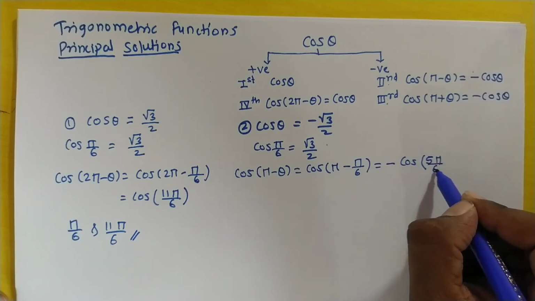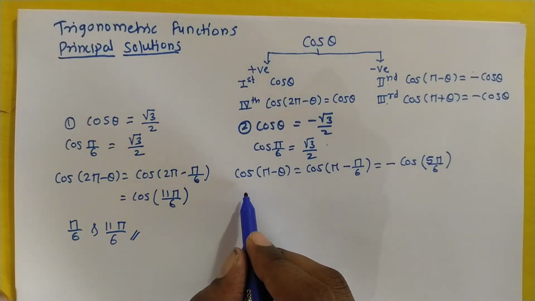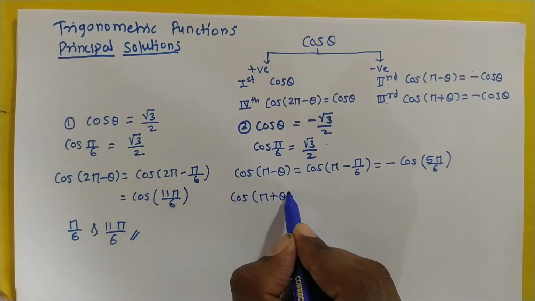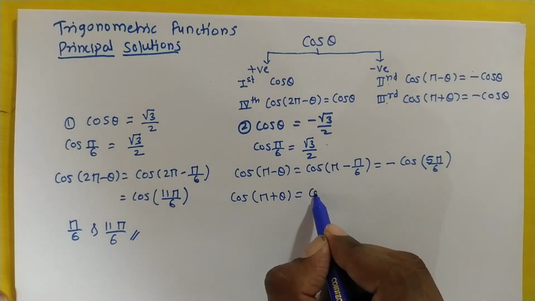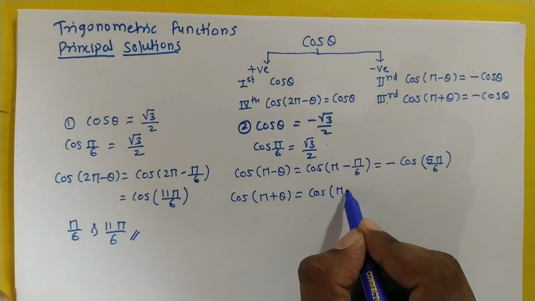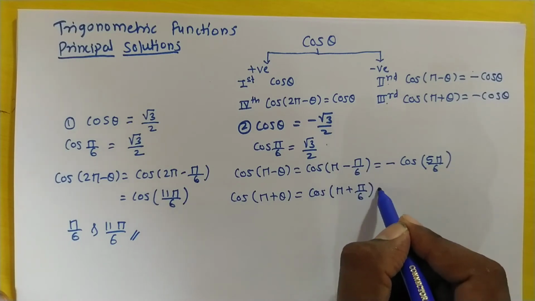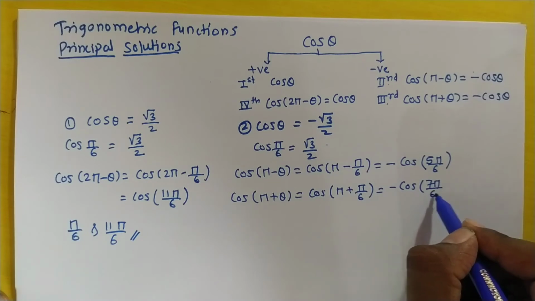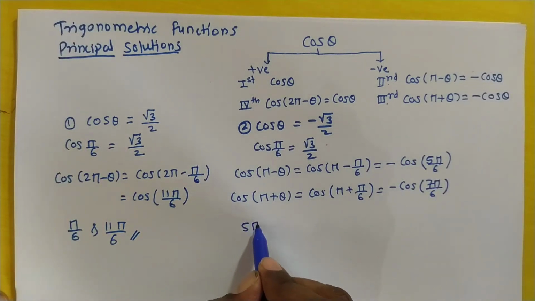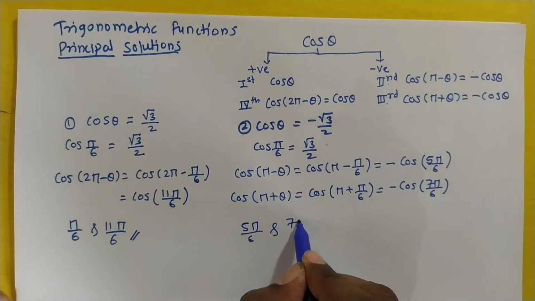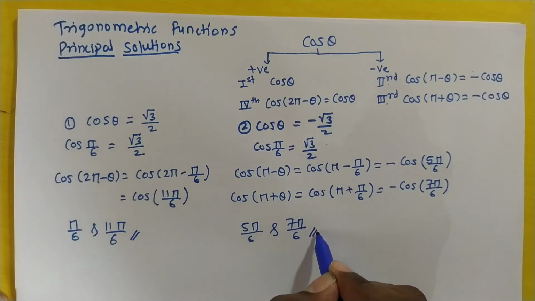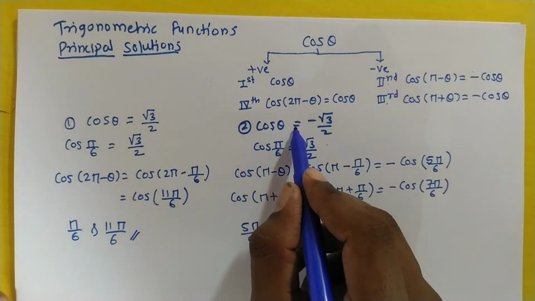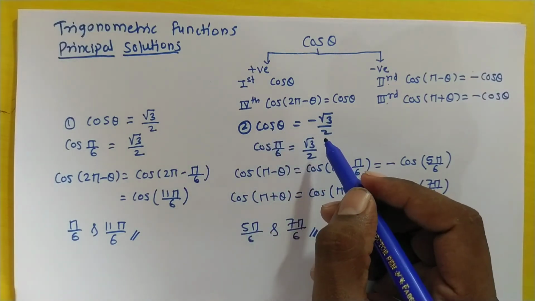5π/6. And for the third quadrant, cos(π + θ) = cos(π + π/6), which is equal to -cos of 7π/6. So 5π/6 and 7π/6 are the values of the principal solution for the trigonometric equation cos θ = -√3/2.